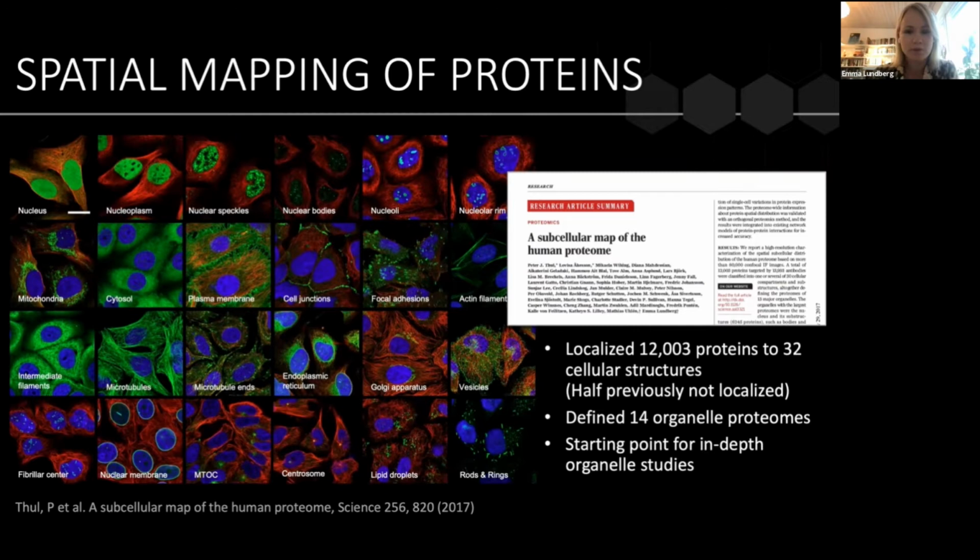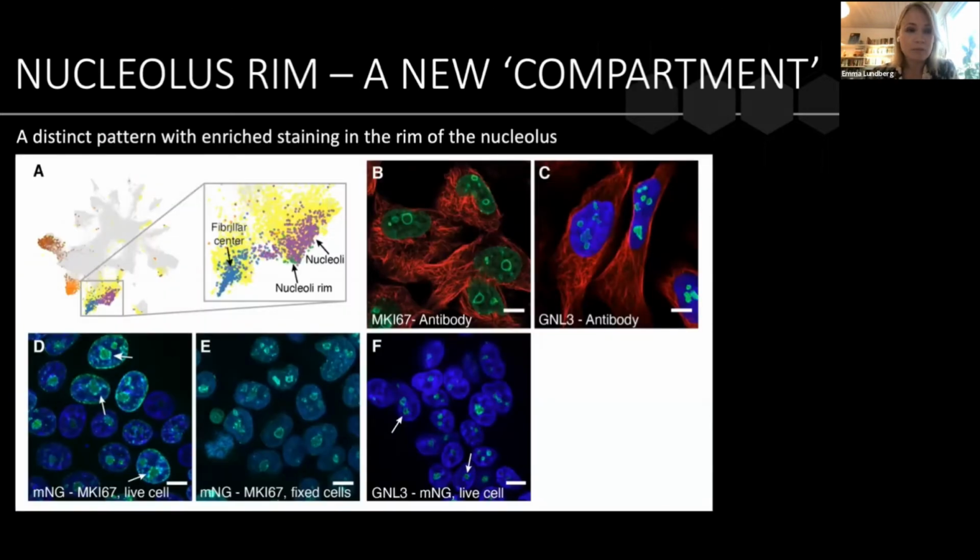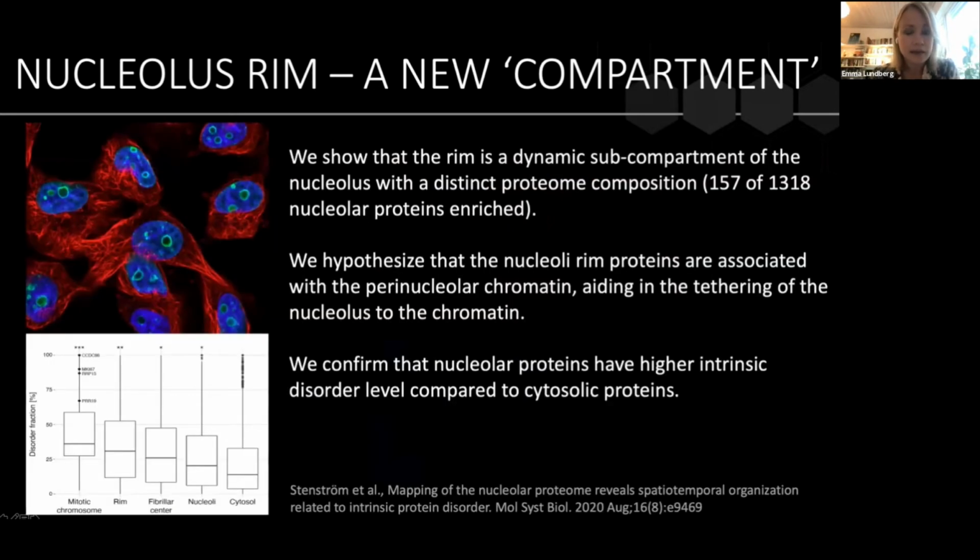For example, we're not generating as many new images, but we're working hard to interpret these images because there's much more information in them. Right now, we're looking to identify proteins that are expressed in micronuclei, and heterogeneously in micronuclei in different cell types. We also recently published a paper where we showed that there is a new compartment, if you will, in the nucleolus, this little rim-like compartment lining the edge of the nucleolus. We can show that it's a dynamic subcompartment of the nucleolus with a distinct proteome composition.